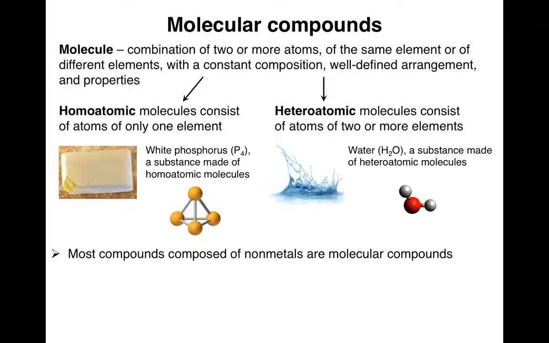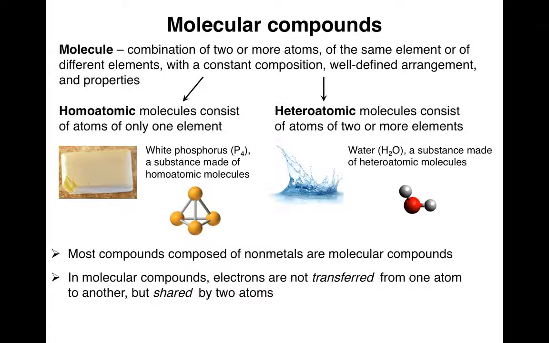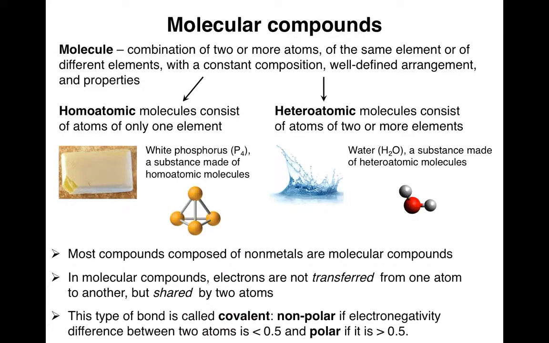In molecular compounds, electrons are not transferred from one atom to another, but shared by two atoms. This type of bond is called covalent, because in homoatomic molecular compounds all atoms are identical. There is no reason for electrons to prefer being on one atom over another. Therefore, electrons are shared between atoms rather than transferred from one atom to another.